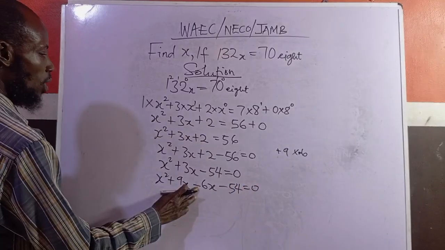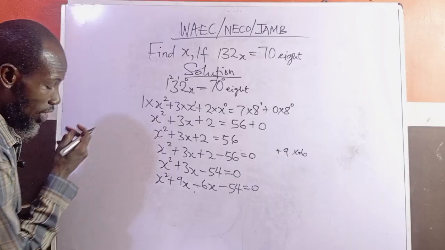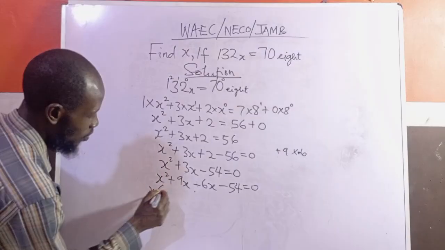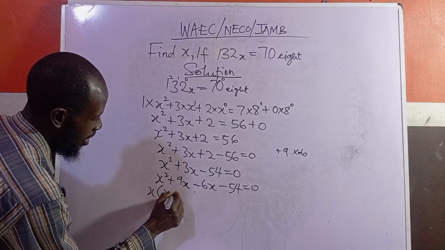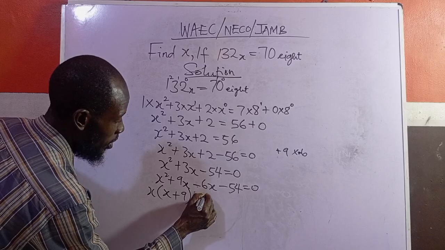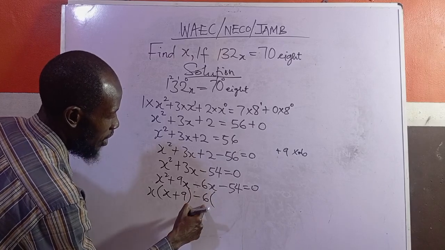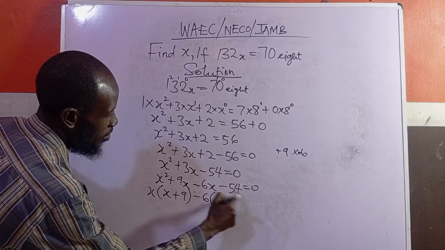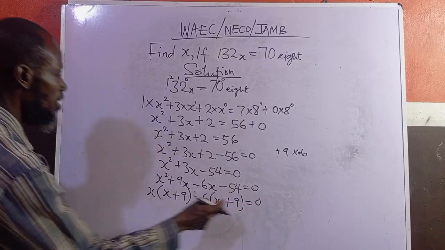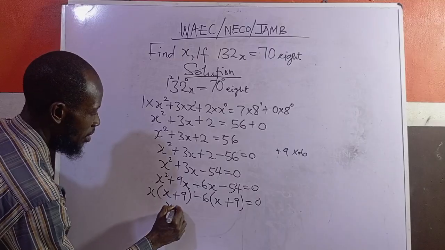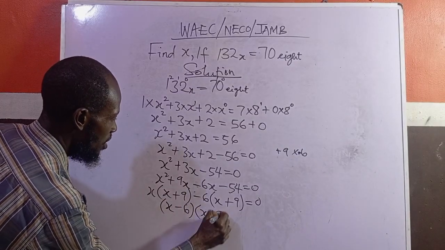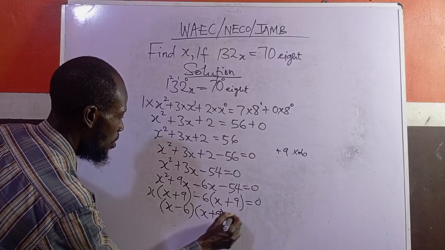So now we can factorize. So we have x. So x squared divided by this, we have x. Then 9x divided by x, we are going to have plus 9. Then here, 6 is common. So this divided by minus 6, we are going to have minus 6. Then minus 54 divided by minus 6, so we have plus 9. So we can see this is common. So we have x minus 6 times x plus 9 is equal to 0.